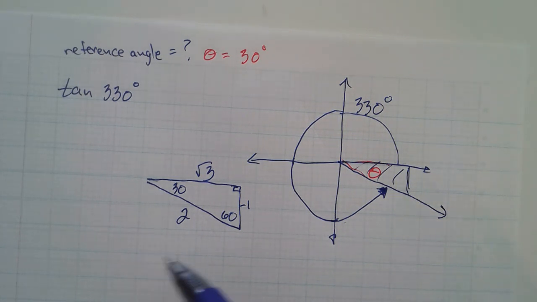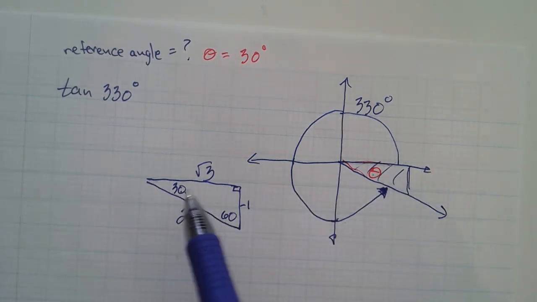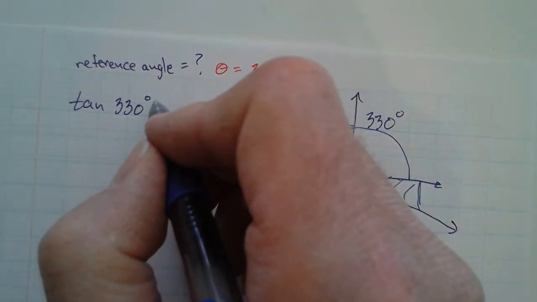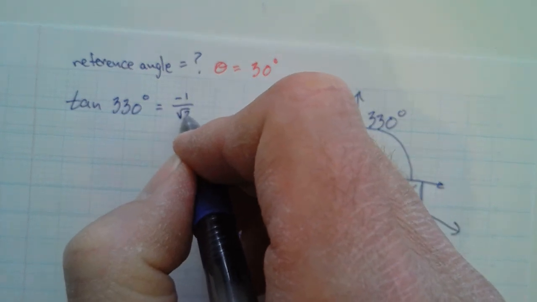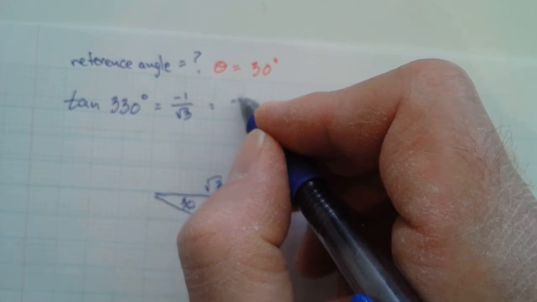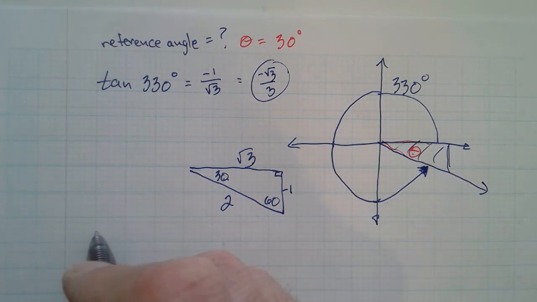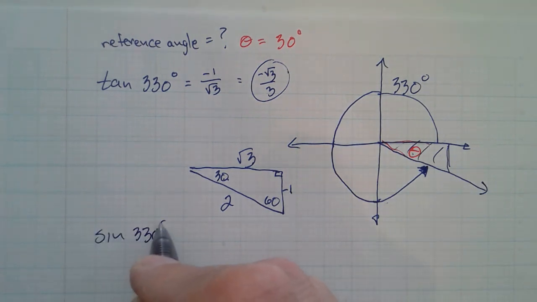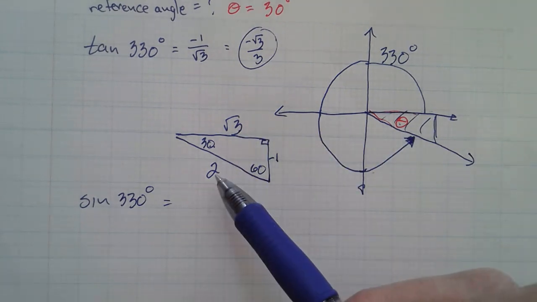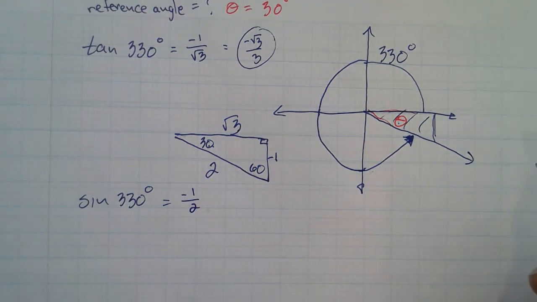Okay, so now we have it drawn. Tangent of 330 degrees. Here's our reference angle right there. Tangent would be negative 1 over square root of 3, because it's the opposite over adjacent. So multiply top and bottom by the square root of 3, you get negative square root of 3 over 3. What is the sine of 330 degrees? Well, it's already drawn, so it's opposite over hypotenuse. So it is -1 over 2.